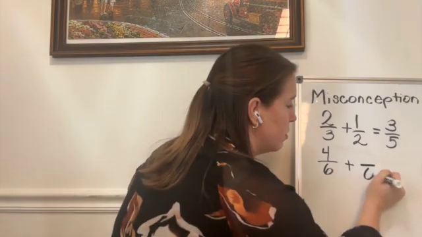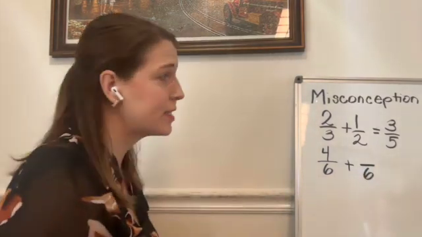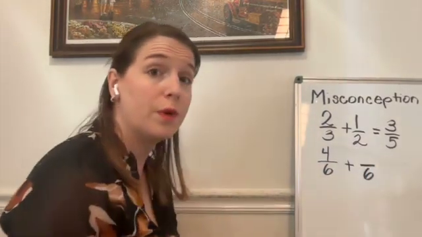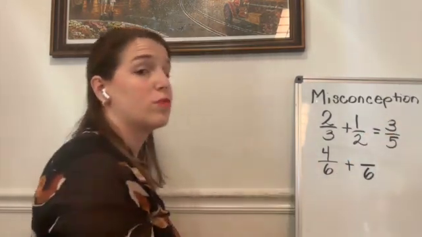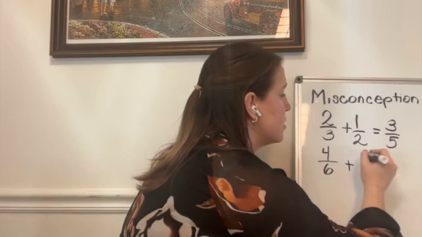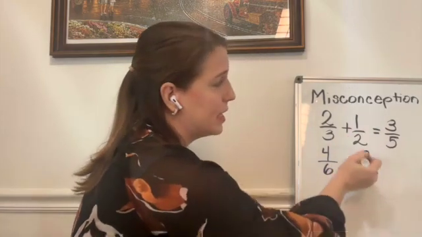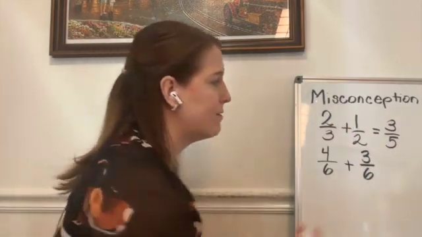We've got our whole, our common denominator of 6. How many multiples of 2 go into 6? And they know that 3 do. So then 3 multiples of 1, 3 times 1 is 3/6. So 3/6 is equal to 1/2.